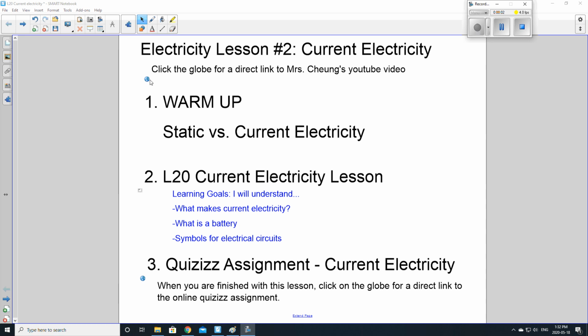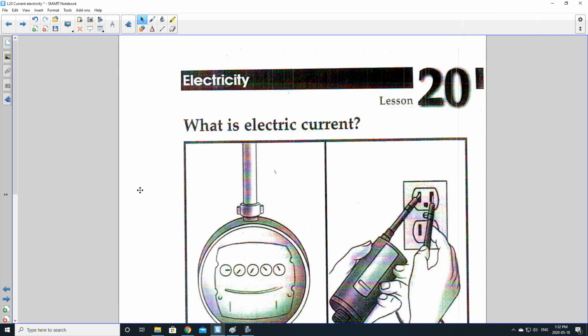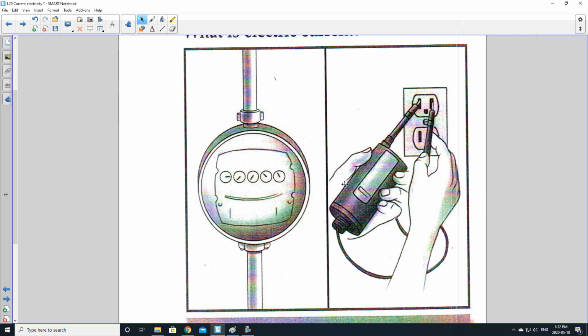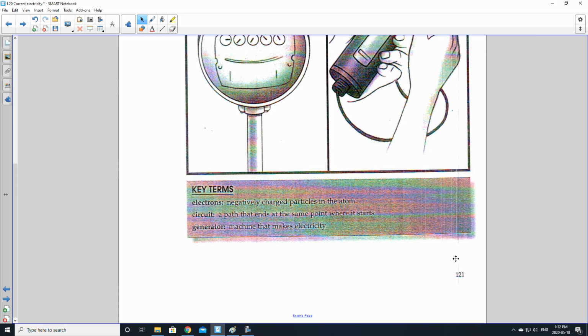Hi everyone, and welcome to electricity lesson number 2 on current electricity. We're going to have a warm-up first, and we're going to compare static electricity, which was the topic of our last lesson, and see how it's different from current electricity, which we're going to learn about today. Today's lesson is lesson number 20 on your handouts, and it begins on page 121.